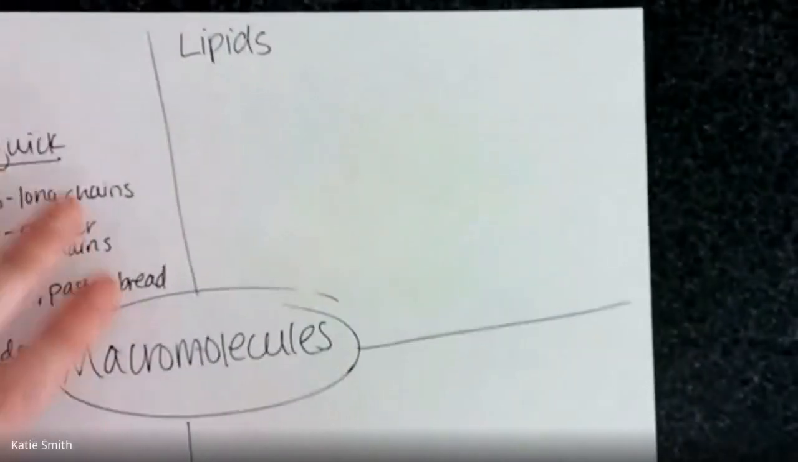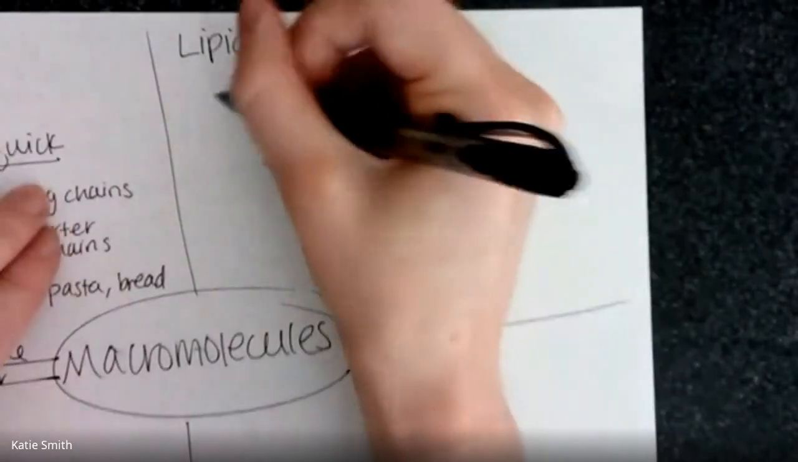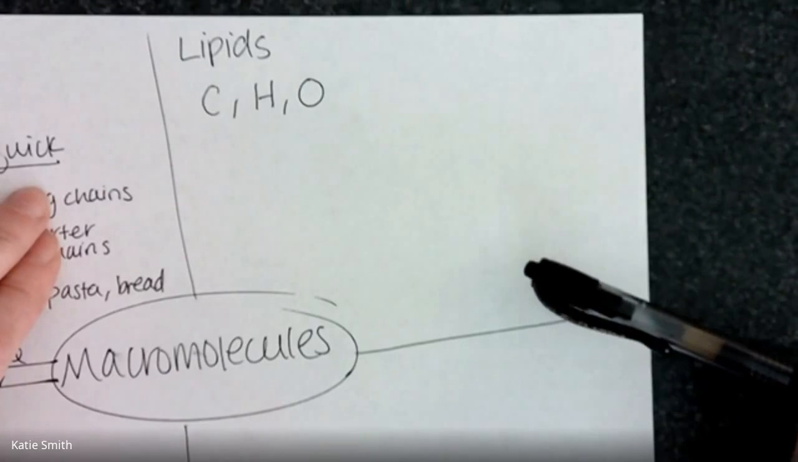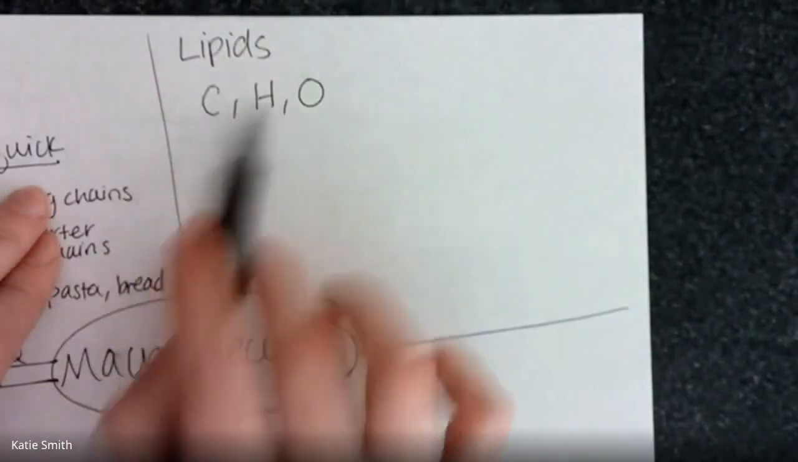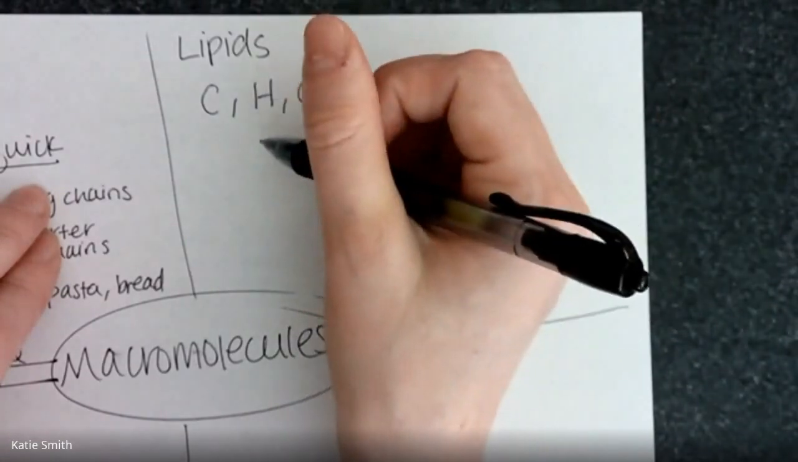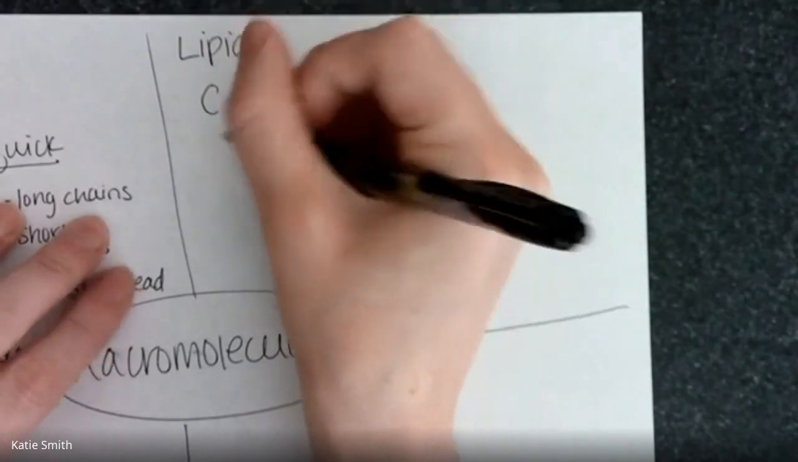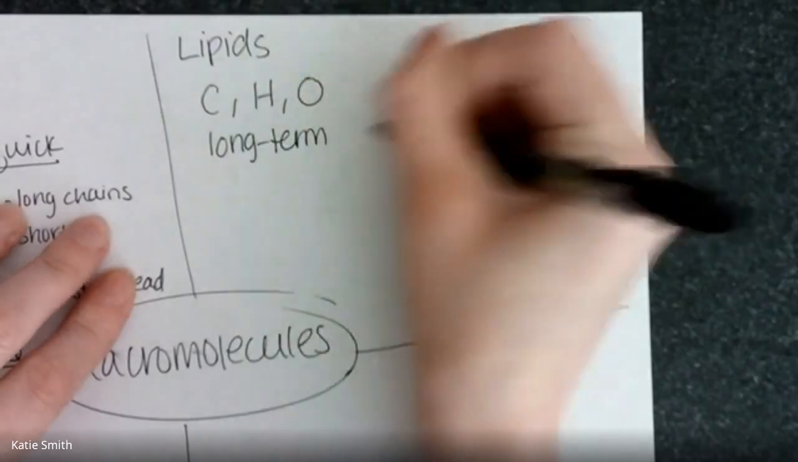Lipids. What elements are in lipids? Carbon, hydrogen, oxygen, phosphorus, I think. Yeah, nitrogen. Phosphorus and nitrogen aren't in primary lipids. There are things like phospholipids, but lipids in general only contain carbon, hydrogen, and oxygen. Okay, what are lipids used for? Structural component of the cell membrane and energy storehouse. Okay, so long-term energy storage.